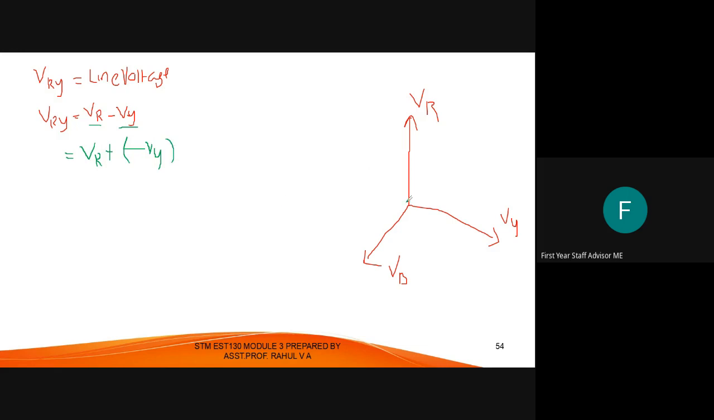What I'm going to do is extend the phasor VY in the opposite direction, so it becomes minus VY. In order to find the potential difference VR minus VY, I have extended VY to the opposite direction. Now if I find the resultant of these two vectors, that is VR plus minus VY, I will get the resultant, that is VR minus VY.